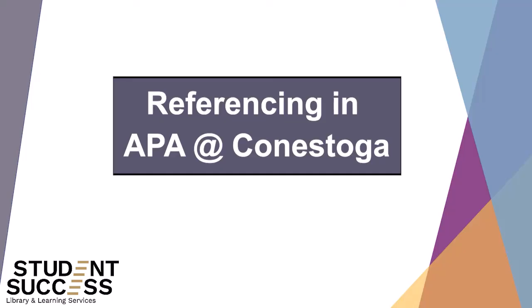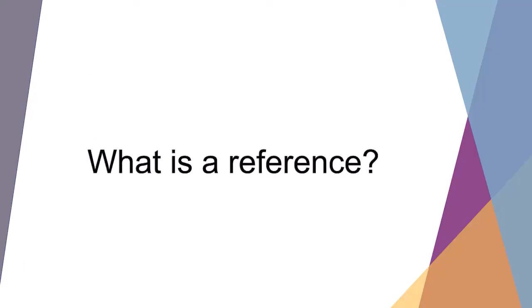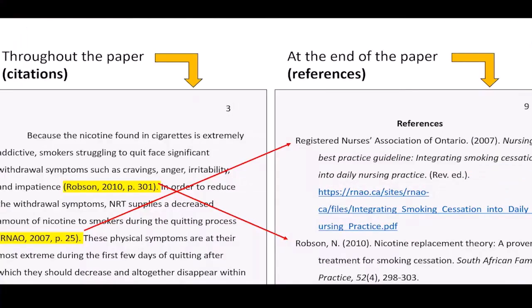Let's start by asking the question, what is a reference? Anytime you use research in your papers, you are going to need both a citation and a reference. The citation appears right next to the research in the body of your paper, and the reference appears on the last page of your paper. The citation is just a short form version of that matching reference in the longer form.